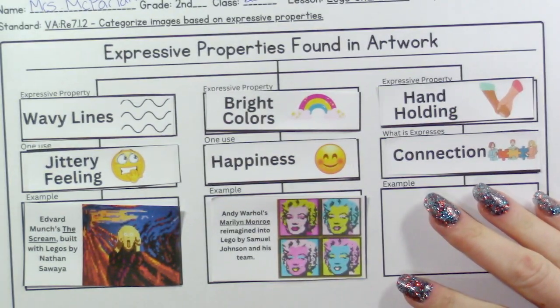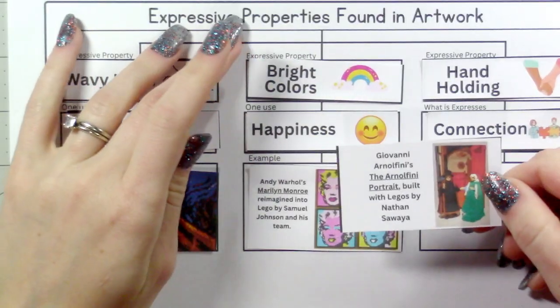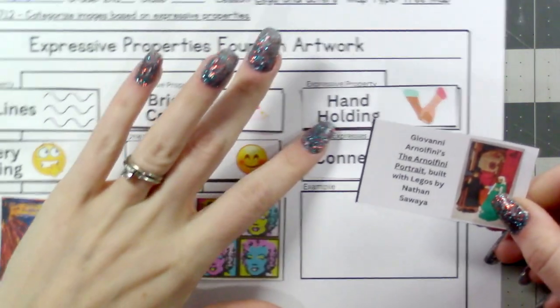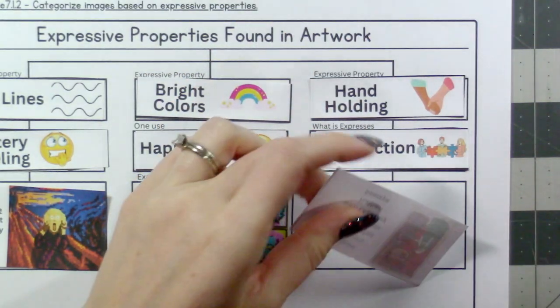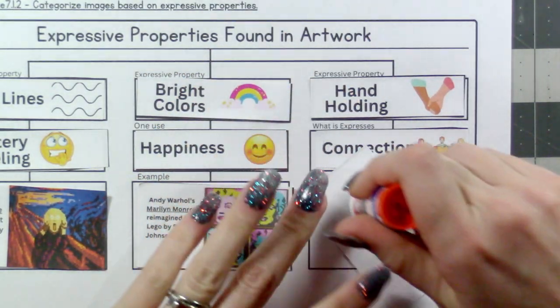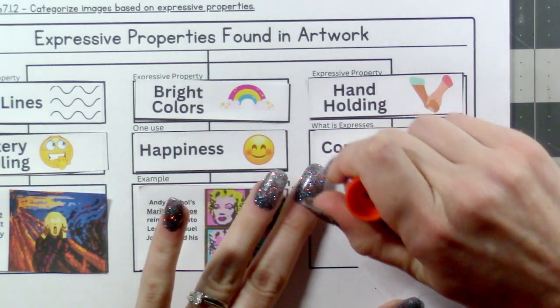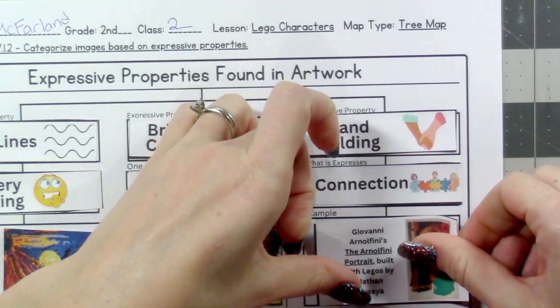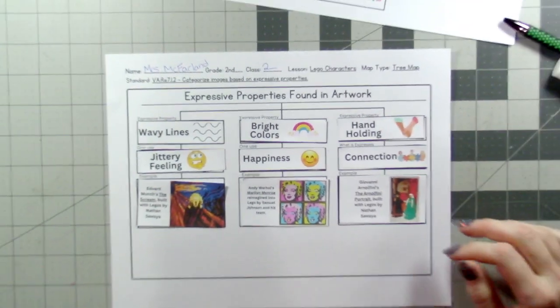And what is an example of Lego art with hand holding? This one. See, they're holding hands. They're connected. The artist wanted you to know they were connected. They had a connection. Not physically connected, but like an emotional connection. Like how friends have a connection. Okay. There you guys go.